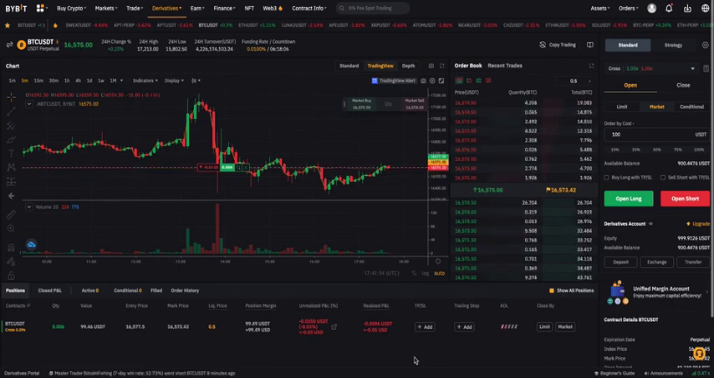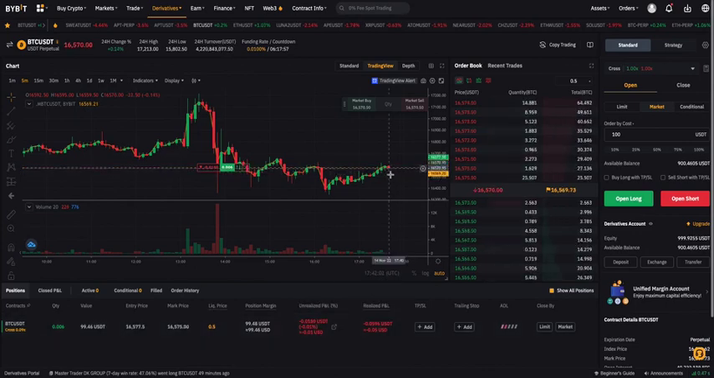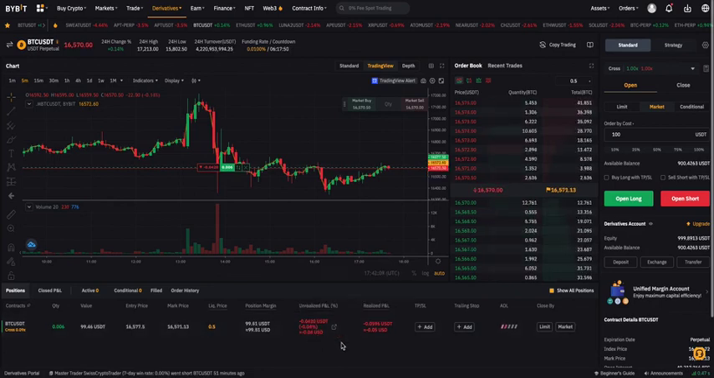So you'll have the position open. Your realized P&L is things like fees. The unrealized P&L is the difference between the entry price and wherever price is at the moment. So if you're in negative, it'll be red. If you're in positive, in profit, it'll be green.